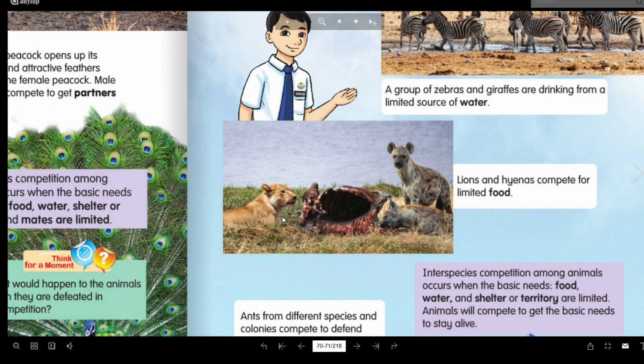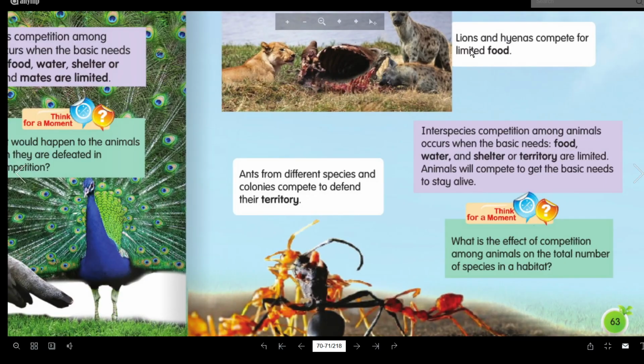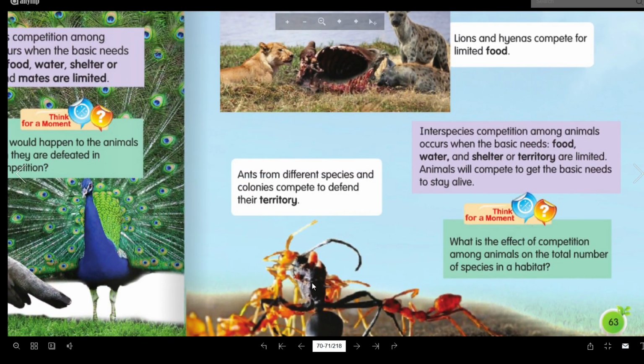Here you can see lions and hyenas. They are competing for limited food, right? So two different species competing for food. So this is an example of interspecies competition. Here, ants are also competing with different species for their territory. So basically interspecies competition among animals occurs when basic needs, food, water and shelter or territory, are limited. An animal that is able to compete, the one which wins in competition, would survive and would reproduce more, right?